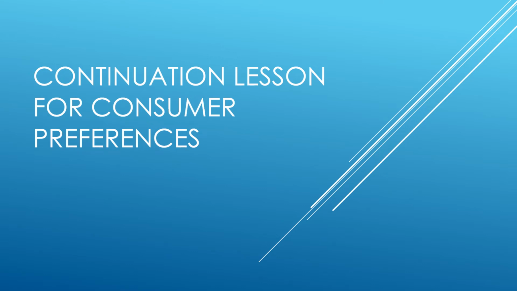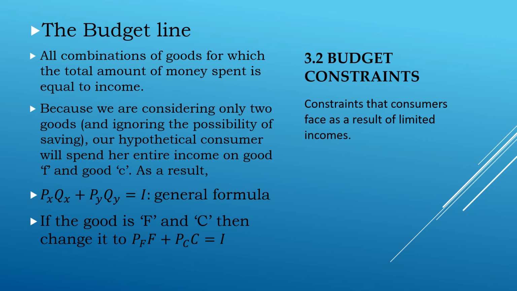So this lesson will be the continuation of what we call consumer preferences, but we are now dealing with the second part of the three theories that could explain the different consumer preferences. We are now dealing with what we call the budget line concept. This budget line is simply a figurative expression of how we allocate the budget that we have among the different goods.